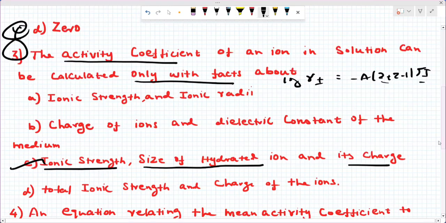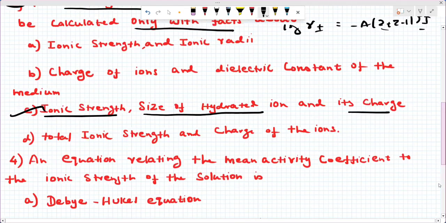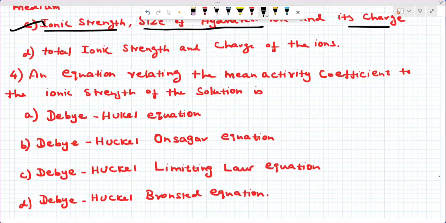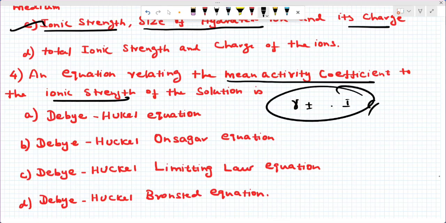And the last question, also tell in the comment section. The equation relating the mean ion activity coefficient and ionic strength: gamma plus or minus versus root I. This is the relation equation. We already discussed this in the class. Now we can tell the answer for the fourth question also. You will tell the answer for question number two and question number four in the comment section.